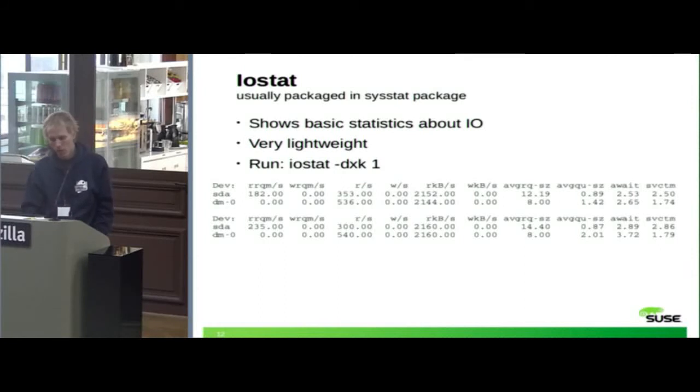Then average queue size is the next column. That basically shows how many requests are waiting in the queue before they can be submitted to the device. Then we have average wait time, which is how long on average the request spent in the queue before it was submitted to the device. So how long the request was handled in the I/O scheduler. And these two numbers are in milliseconds.